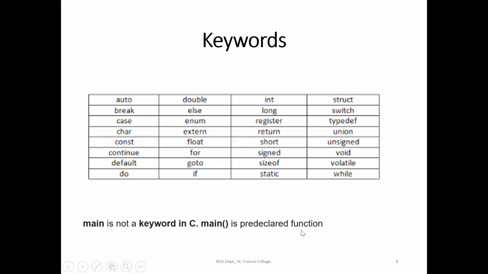We are not declaring the main function. We declare only user-defined functions. But main is already declared and kept, and we are just defining it. So those terms you keep aside. You just understand now: main is not a keyword. It is a function. So these 32 keywords, you should somewhat remember, at least 5 for example. I have kept them in today's paper also.